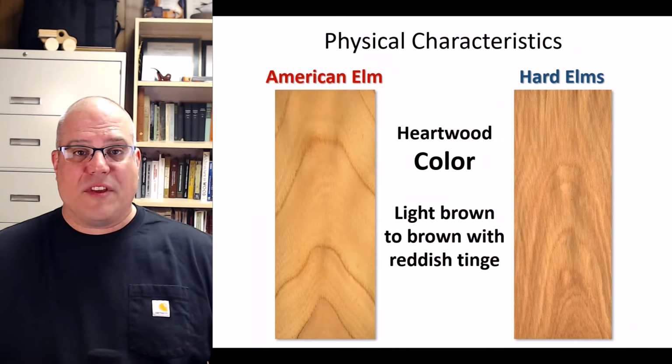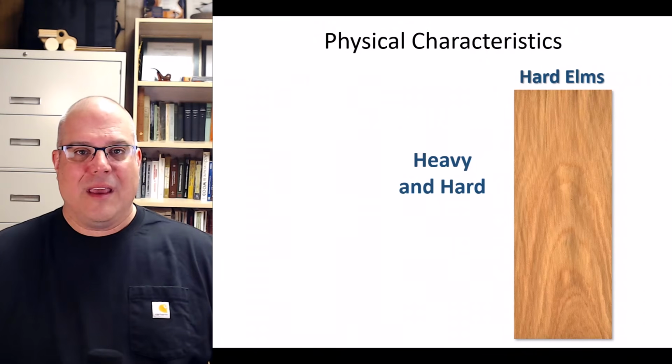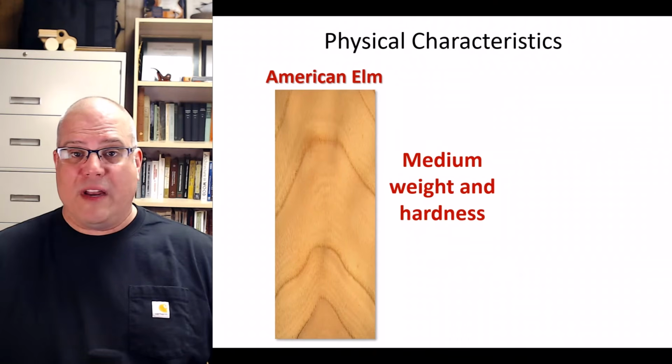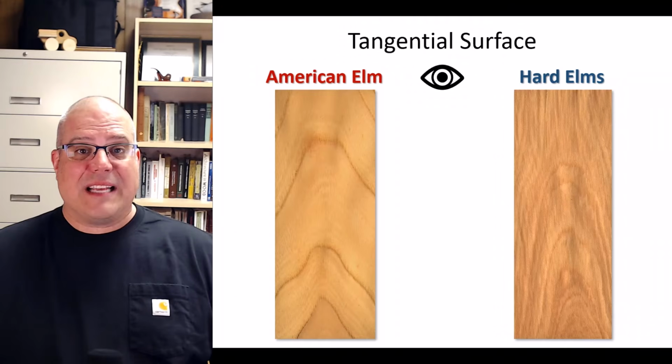We'll start with some of the shared physical characteristics. The heartwood of both American and hard elms is light brown to brown with a reddish tinge. While hard elms are typically heavier and harder, American elm is more moderate in both characteristics. Next, let's look at some anatomy. We'll start on the tangential surface.